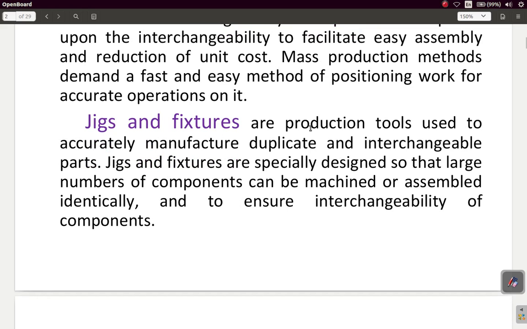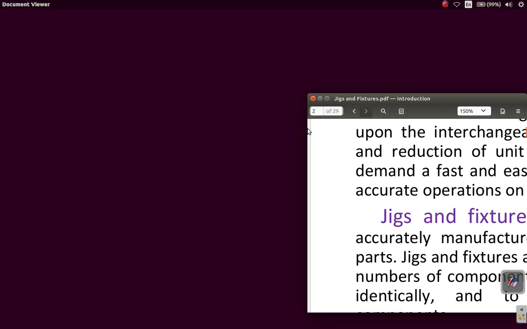Jigs and fixtures are production tools used to accurately manufacture duplicate and interchangeable parts. Jigs and fixtures are specially designed so that large numbers of components can be machined or assembled identically and to ensure interchangeability of components.